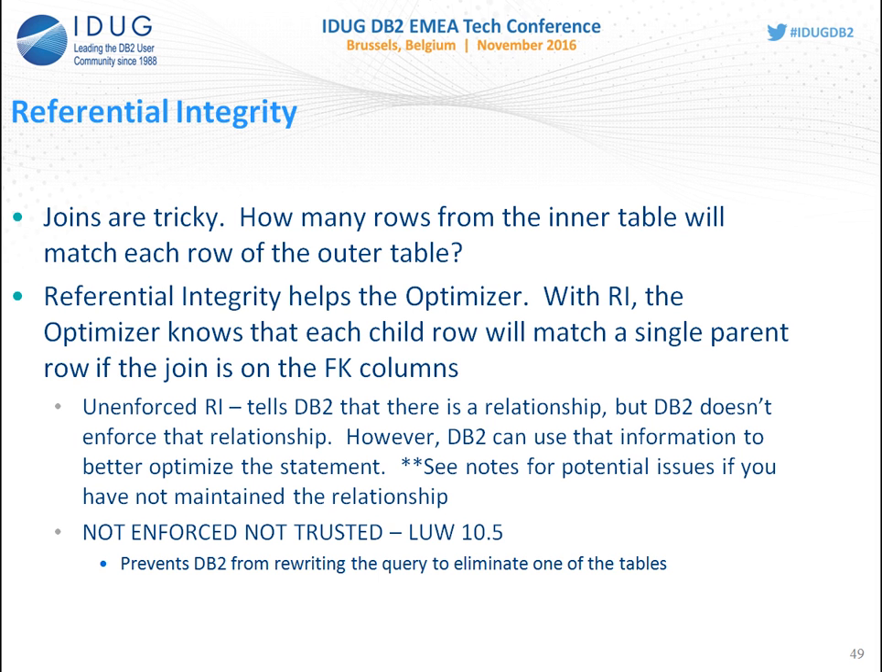So LUW 10.5 added a new option called NOT ENFORCED, NOT TRUSTED, which tells DB2, yes, there's a relationship, but use it for your statistics and filter factor estimations, but don't simplify the query, eliminating any tables. Which is really good, because I wouldn't trust us either.